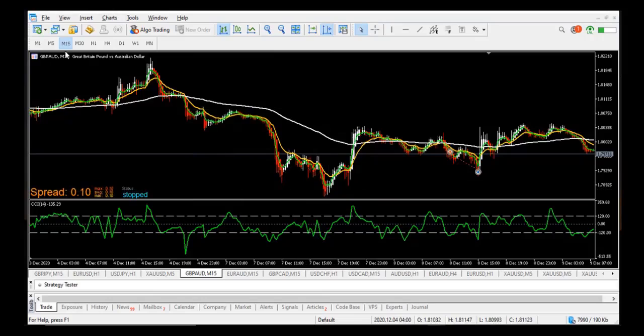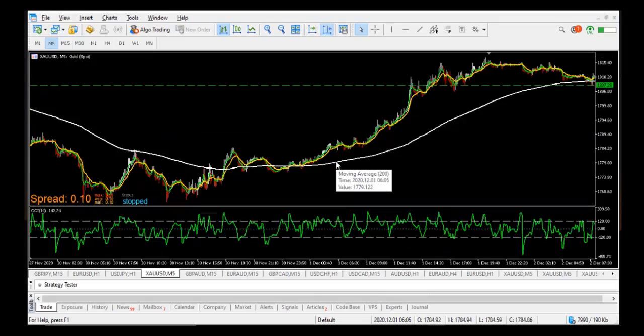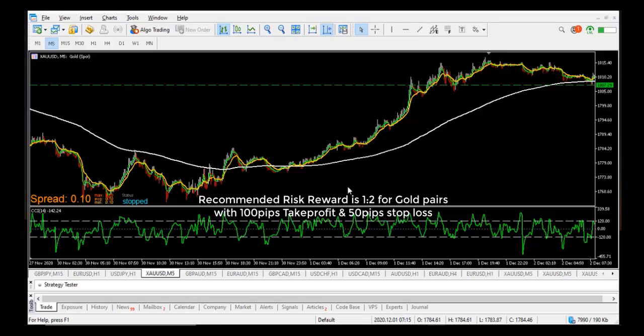So now, where do you set your stop loss and take profit? Not all trade setups give you a huge turnover. For starters, as a beginner, I recommend take profit of 100 pips on the gold, while you place your stop loss 50 pips. That's the ratio of 1 to 2. Take profit of 100 pips, while stop loss of 50 pips.